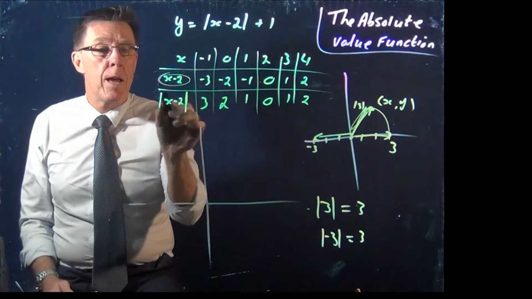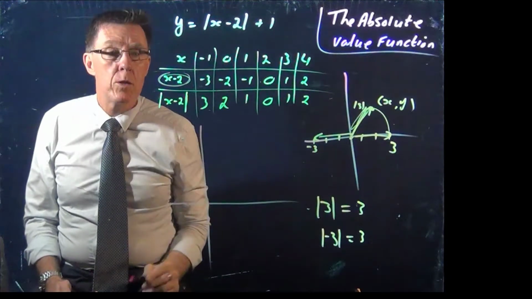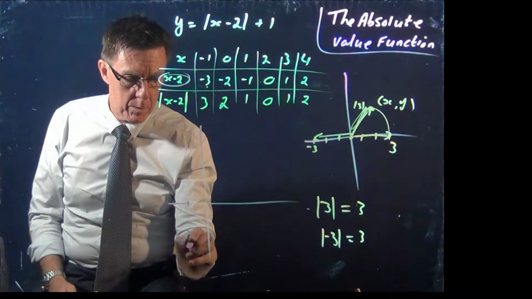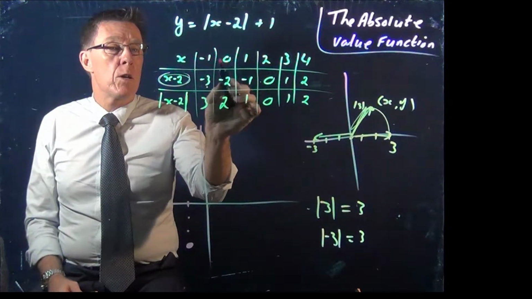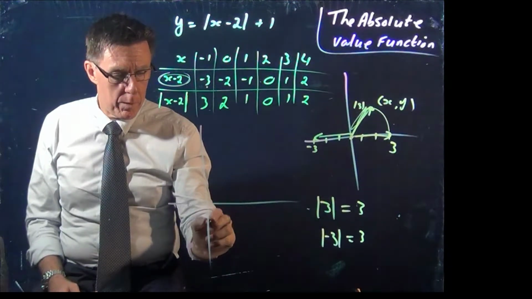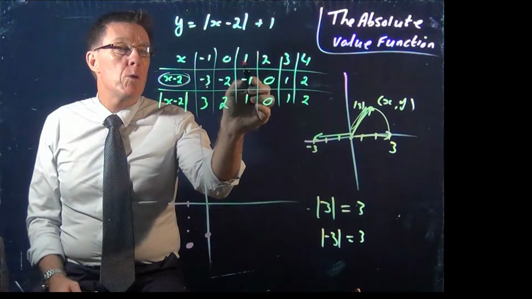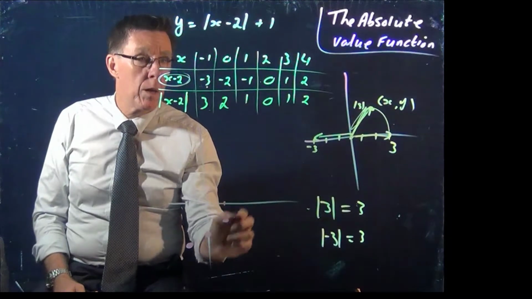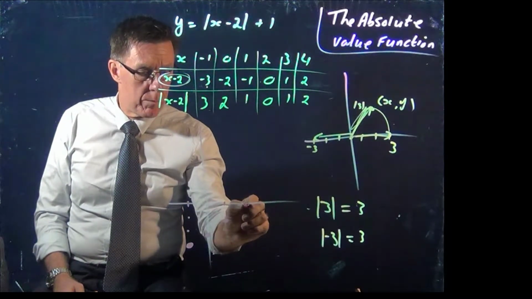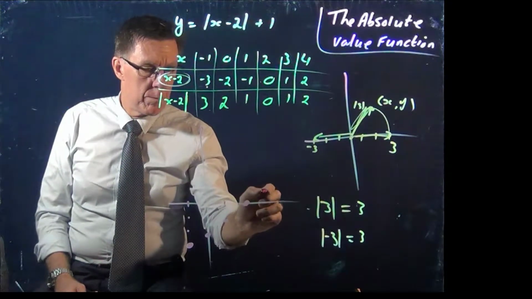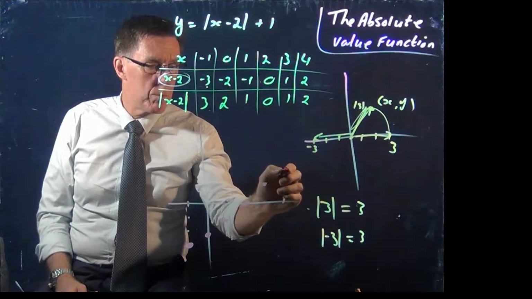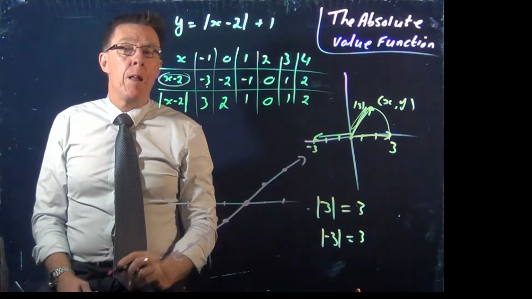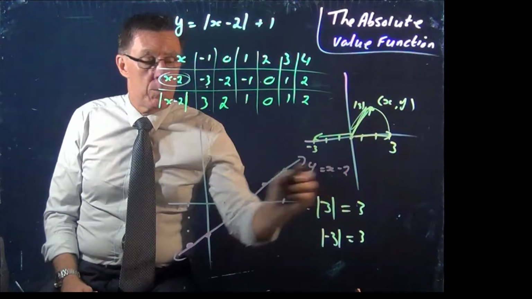So if I was to graph the x minus 2 part of it, it says that if I went to -1 on the x-axis, I would go to -3 on the y. There is a point. And then it says if I go to 0 on the x-axis, I go to -2 on the y. If I go to +1 on the x-axis, I go to -1 on the y. If I go to 2 on the x-axis, I go to 0 on the y. And 3, 1. And 4, 2. So if I join them up with a straight line, that line there would be the graph of y is equal to x minus 2.